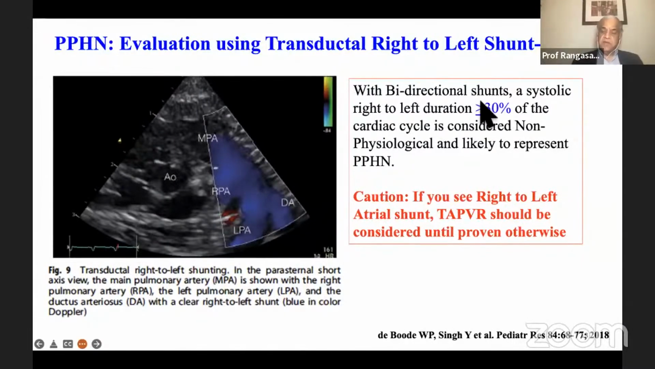Oftentimes this baby has a bidirectional shunt. During diastole, they shunt right to left, and during systole, they may shunt left to right. In bidirectional shunts, when the systolic right to left duration is more than or equal to 30% of the cardiac cycle, it is considered non-physiological and very likely represents PPHN. If you see a right to left atrial shunt, make sure you rule out TAPVR until proven otherwise.